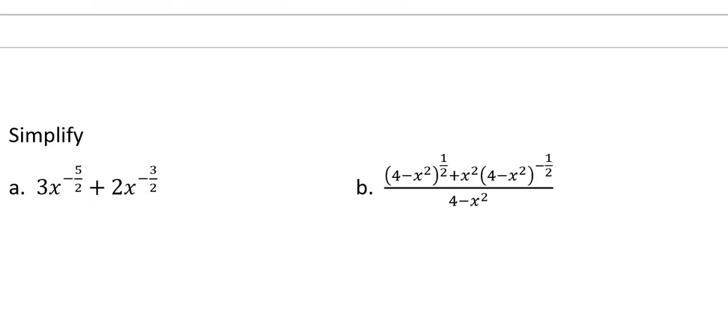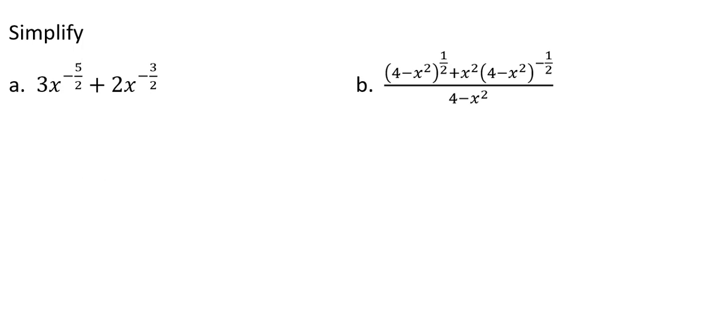So if we look at our examples, for our first example, we have 3x to the negative 5 halves plus 2x to the negative 3 halves. Here we'll be doing our first method. We're going to locate our smaller negative exponent, which is our negative 5 halves. So that's what we take out: x to the 5 halves.